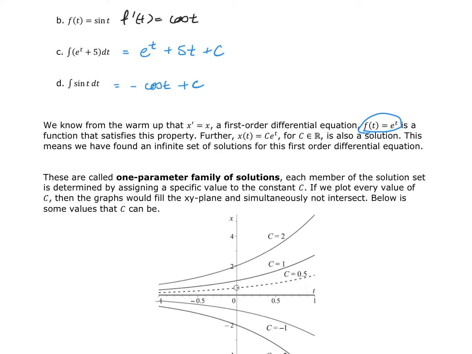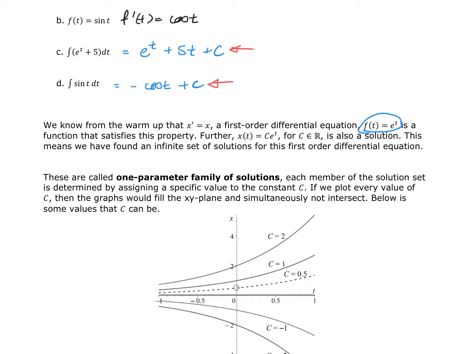A family of solutions. We know from calculus that when we find the antiderivatives, we are finding a family of antiderivatives by adding on that plus c. Because we know the derivative of e to the t plus 5t plus 7 is the same derivative as e to the t plus 5t plus 10. So we know from our calculus that these are a family of antiderivatives. Therefore, when we have x prime is equal to x, when we're looking at our differential equations, these are called a one-parameter family of solutions. And each member of the solution set is determined by figuring out what the constant's going to be.